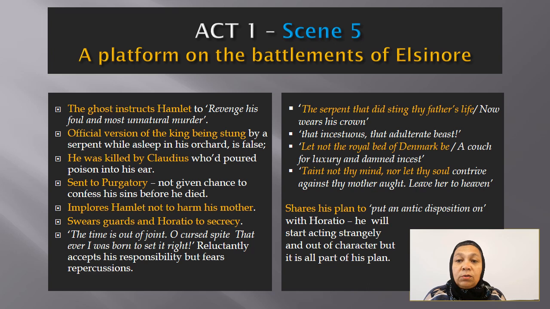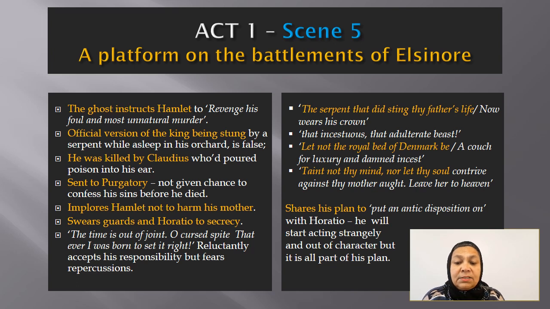Now this also presents the dilemma. Remember, we said that in Renaissance society, it was acceptable to avenge somebody and kill a person to avenge the death of somebody else, whereas within the context of Christianity, killing someone is seen as a sin. So this is the dilemma then that Hamlet faces.